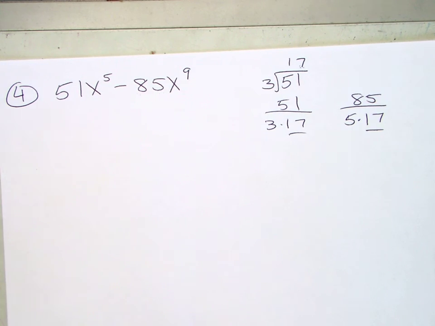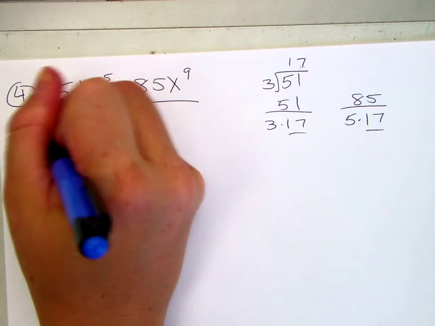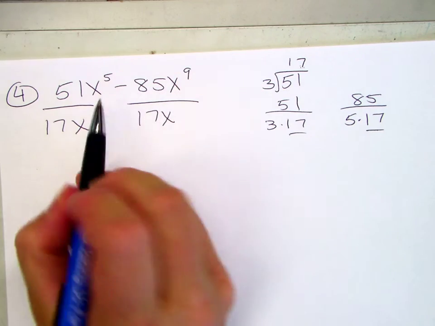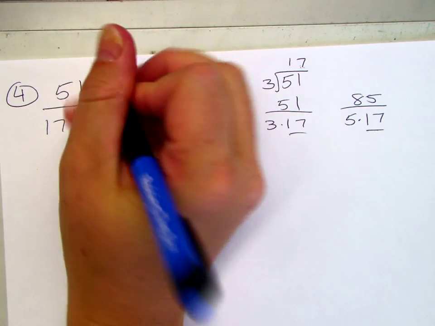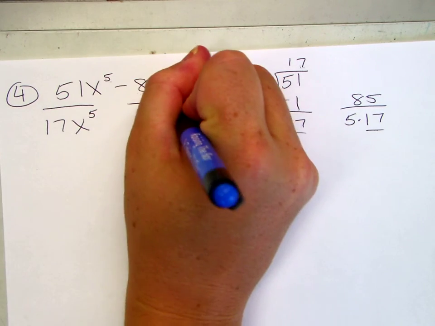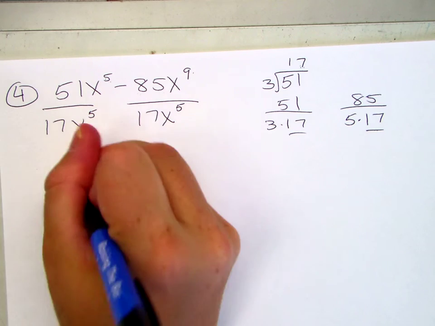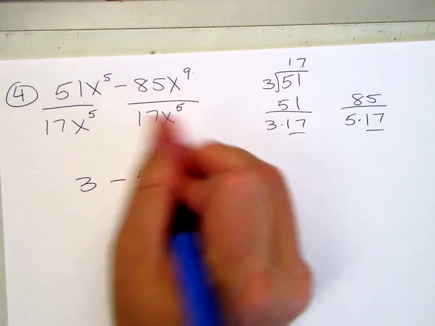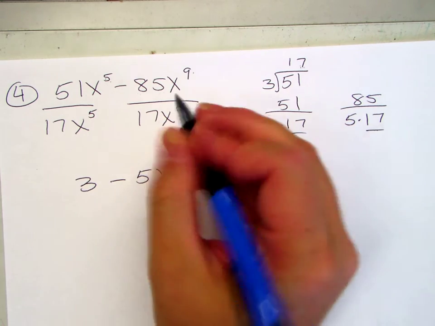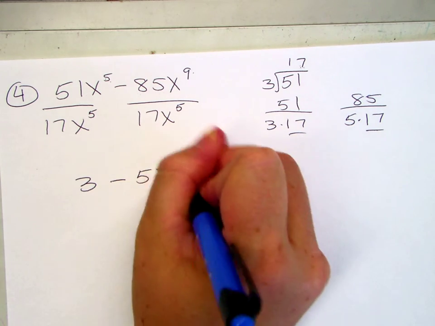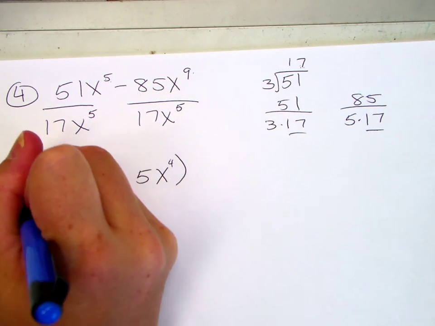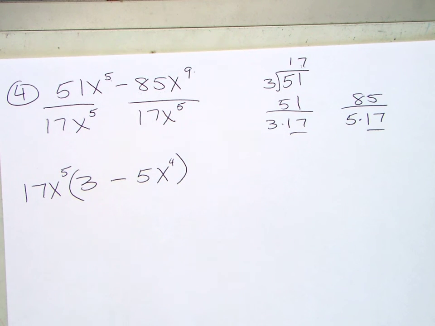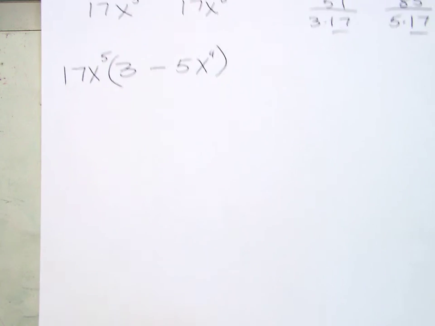Okay? So it's 17, and then what do we put for our x's? X to the, we have 5 and 9. You always take the smaller one, 5. Divide, you get 3 minus 5x. What's the exponent? 4. Remember, you subtract. Parentheses, put your GCF on the outside. And we're done.